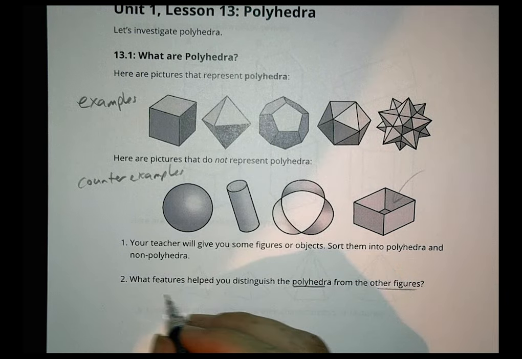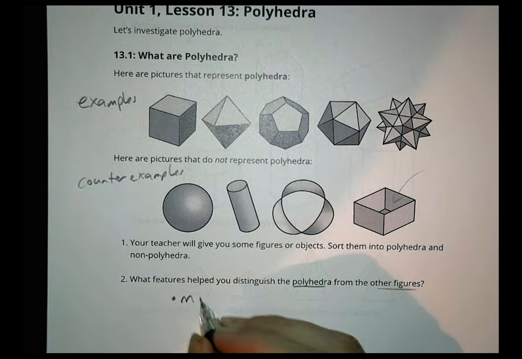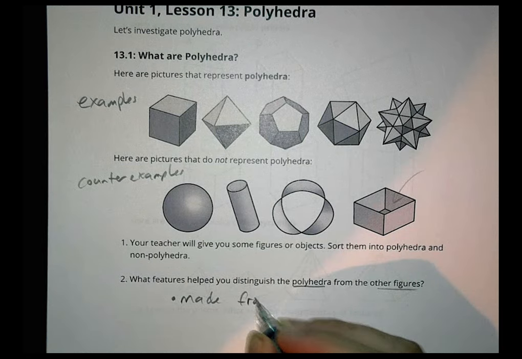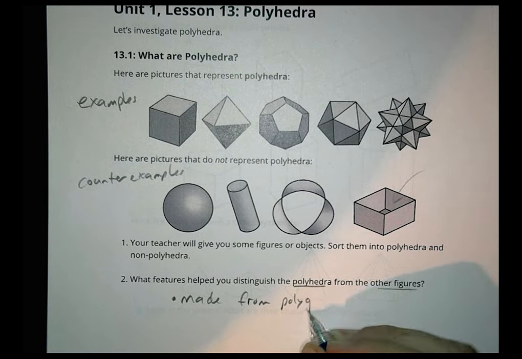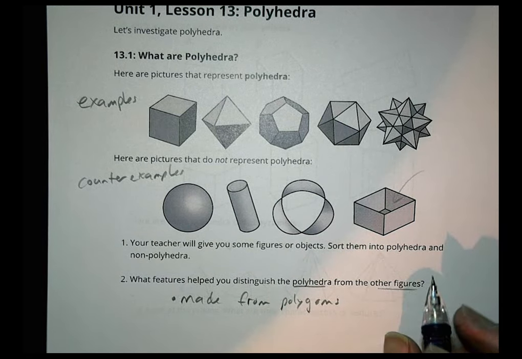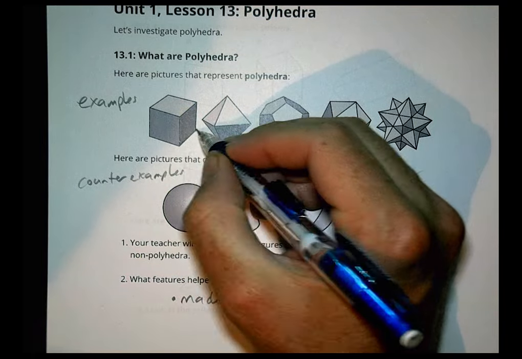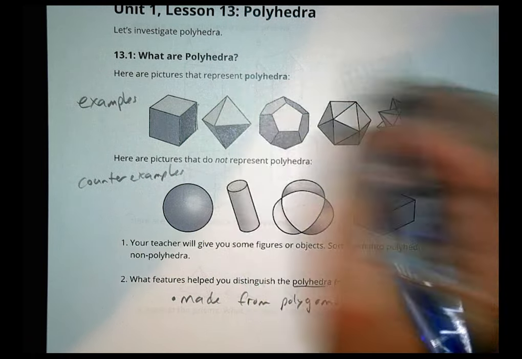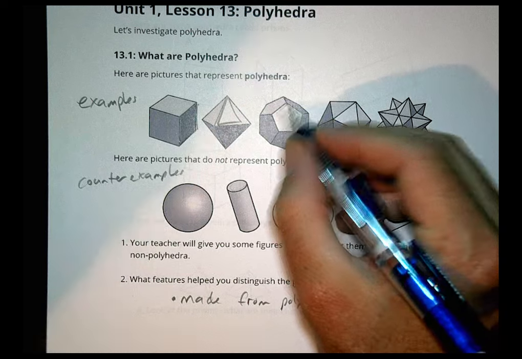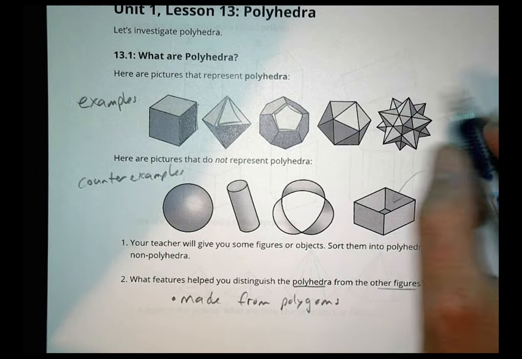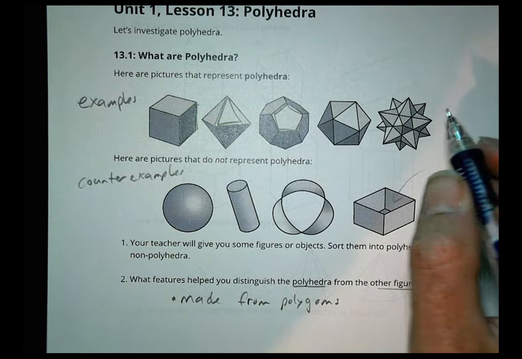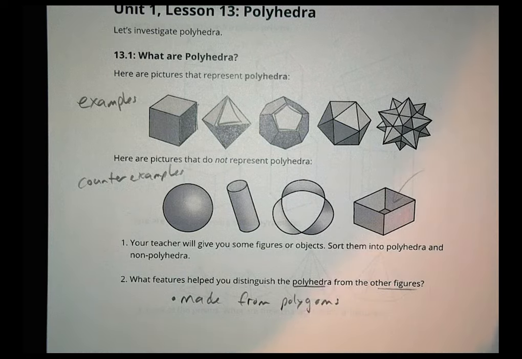And so we notice that in a polyhedra, they are all made from polygons, which we talked about a couple lessons ago, right? We can see all these nice two-dimensional shapes that are closed. We have squares, we have triangles, we have pentagons, we have more triangles, right? They all are made from a polygon.